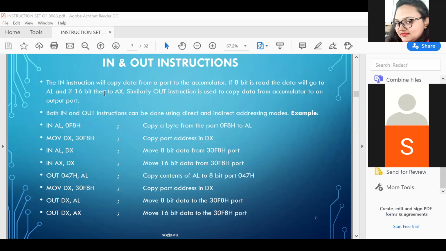So IN AL, 0F8 means whatever status is given in this address must be read and stored inside the AL register. Always, the first register is the destination, and the second register or the data is the source. Always the data is moved in this way, from this position to this position.